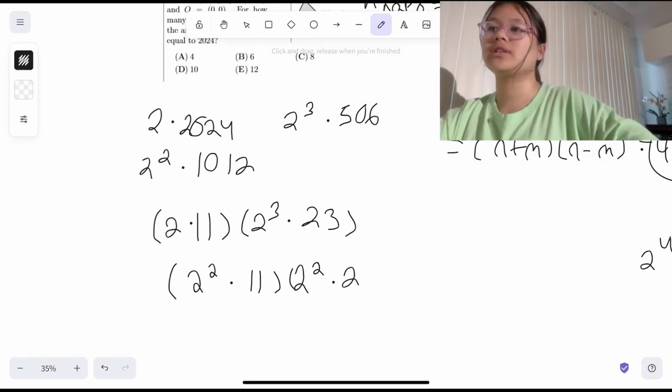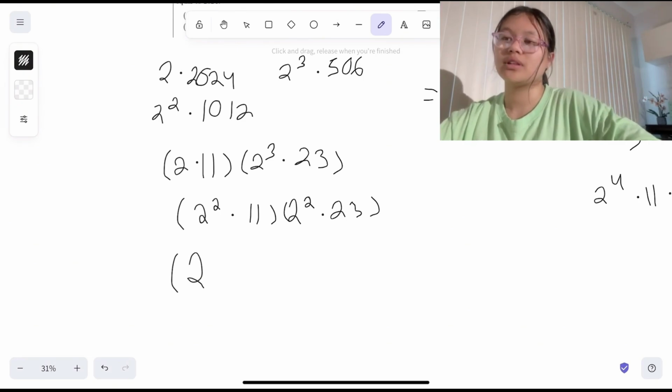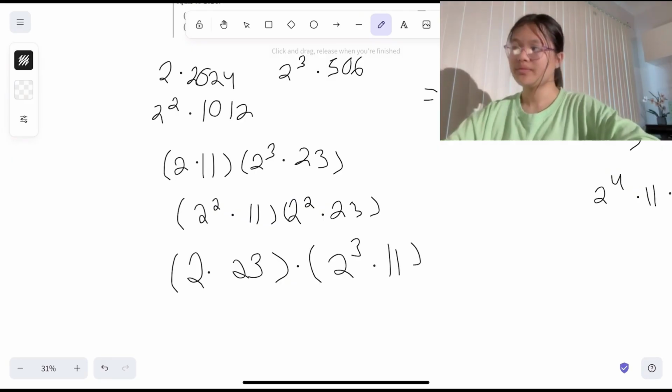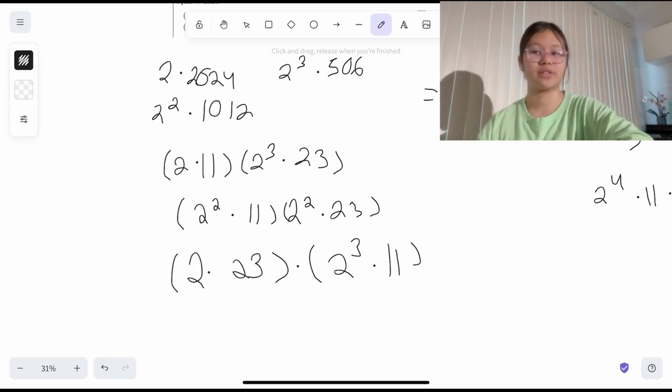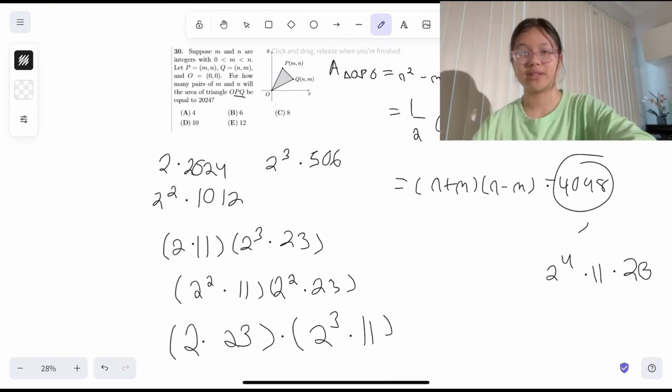So that is already 5 pairs, so one more: 2 times 23, and then 2 to the power of 3 times 11. So there are 6 possible pairs that we found. So that means our answer is B.